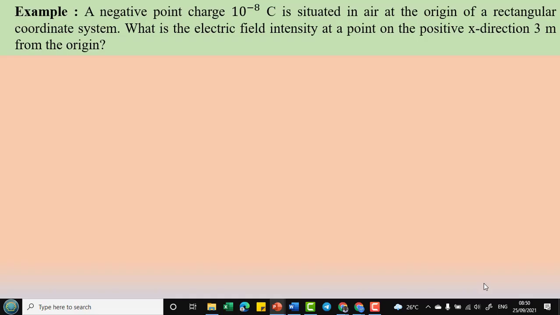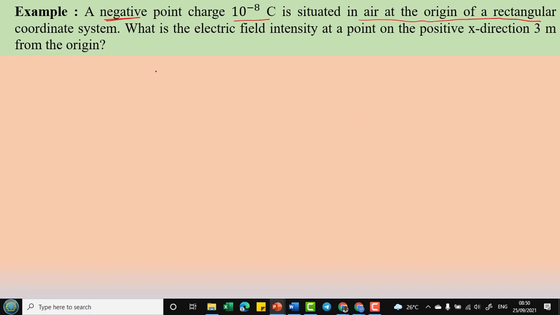We can solve a simple problem. छोटा सा एक problem है. A negative point charge, negative, right? A negative point charge 10 to the power minus 8 coulomb is situated in air at the origin of a rectangular coordinate system. Origin पर है वो, right?